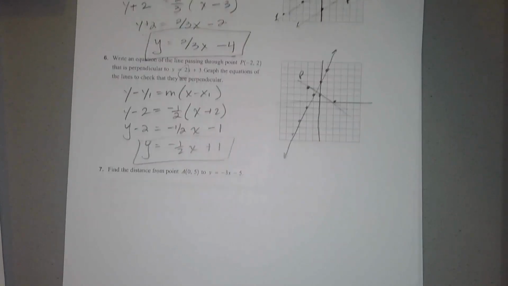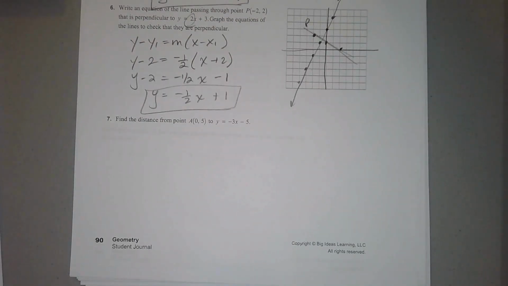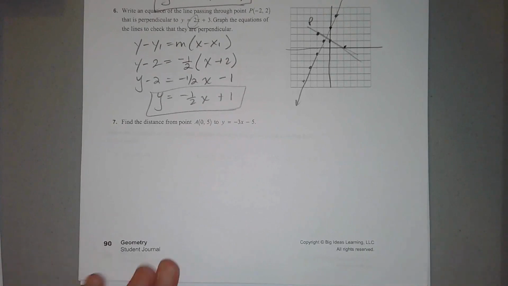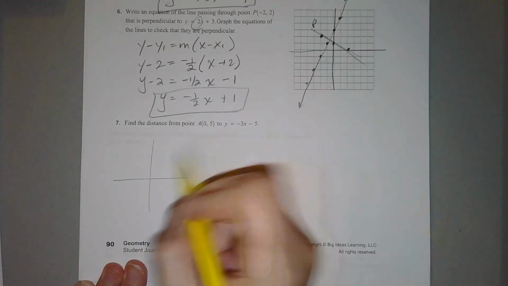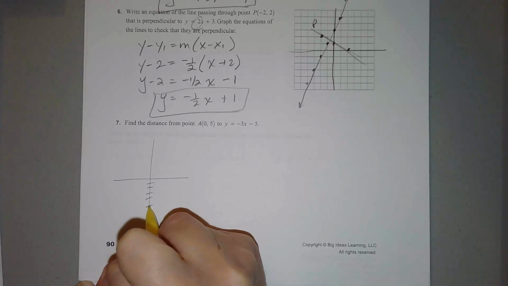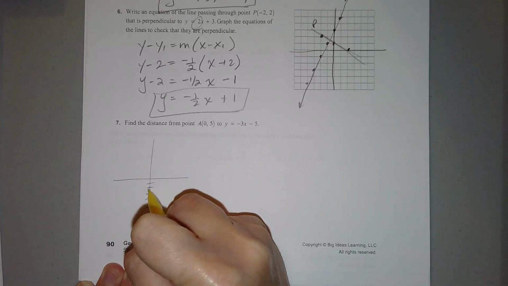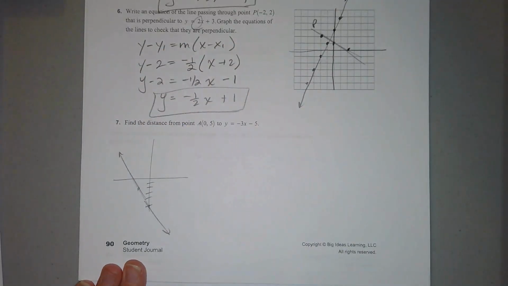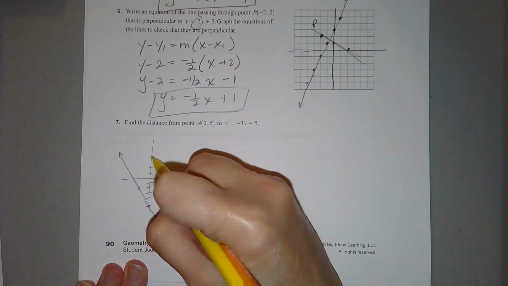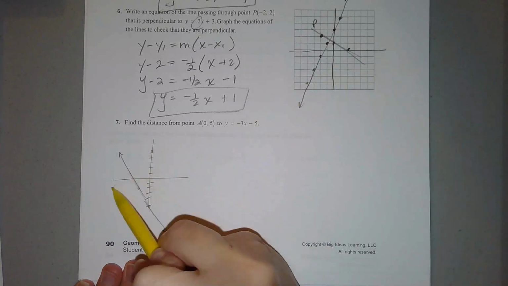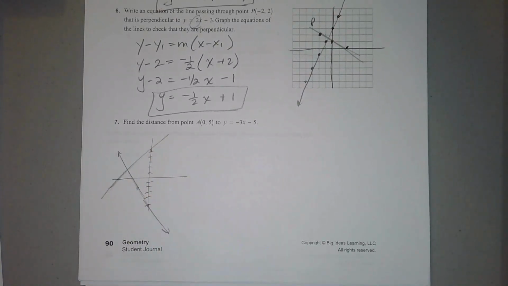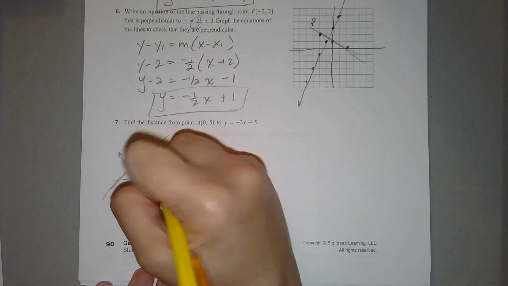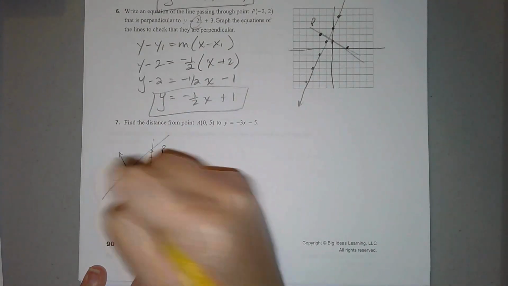All right, last one, number 7. It says find the distance from a point to a line. Again, I always recommend at the very least sketching a graph. You can do it on graph paper, or I'm just sketching it this way. So this is my line, and (0, 5) is up here. I know I'm going to have a line like this, because I need the distance from this point to this line, and I need this to be perpendicular.